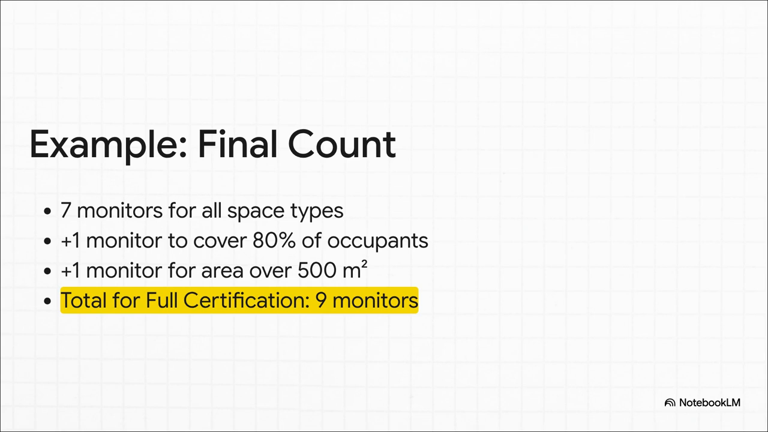And here's where it all comes together to give us a final number. For this example project, you'd start with 7 monitors just to make sure you have one in each type of space. But wait, that only covers 103 people. To hit our target of 104, we need one more. Oh, and that open workstation area? It's huge, over 500 square meters, so it needs an extra monitor just for coverage. So the grand total is 9 monitors.